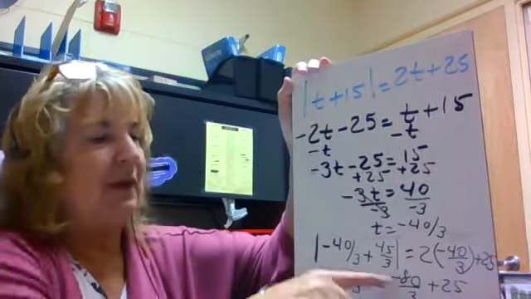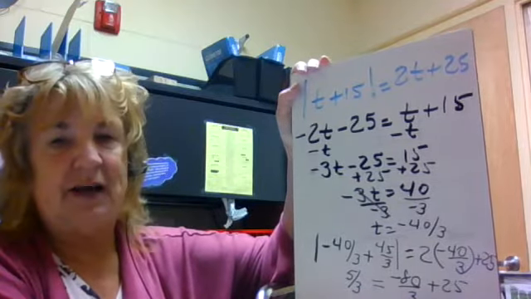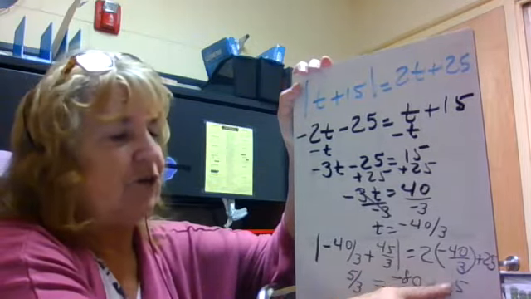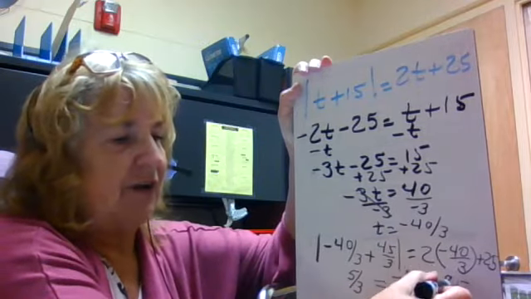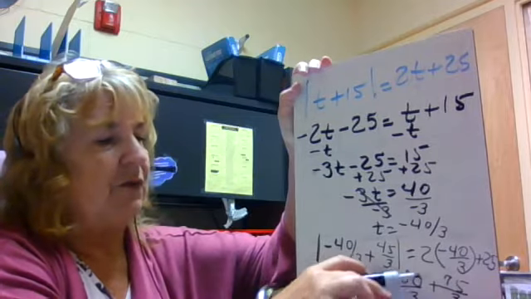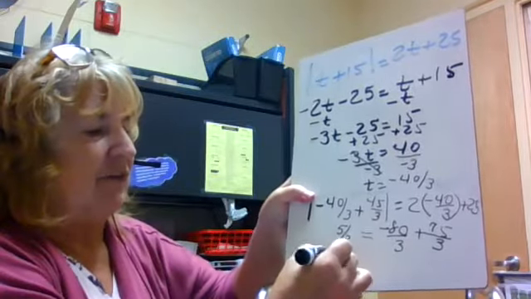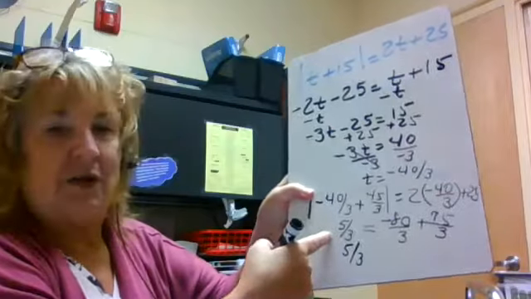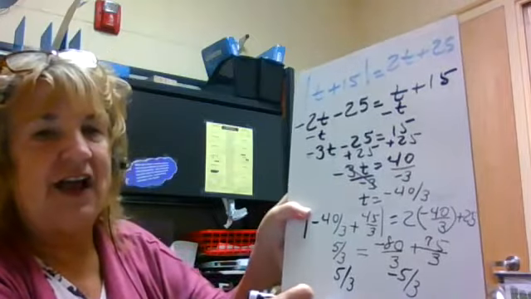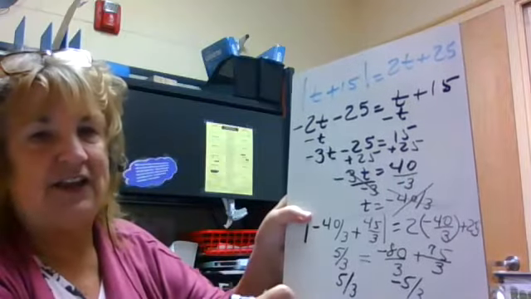Well, again, remember, when you're adding something that has a fraction, it's easier to have them with the same denominator. So I just multiply 25 times 3, and I get 75 over 3. Well, negative 80 over 3 plus 75 over 3 is negative 5 over 3. So I had 5 over 3 over here. I have negative 5 over 3 over here. They are not the same.